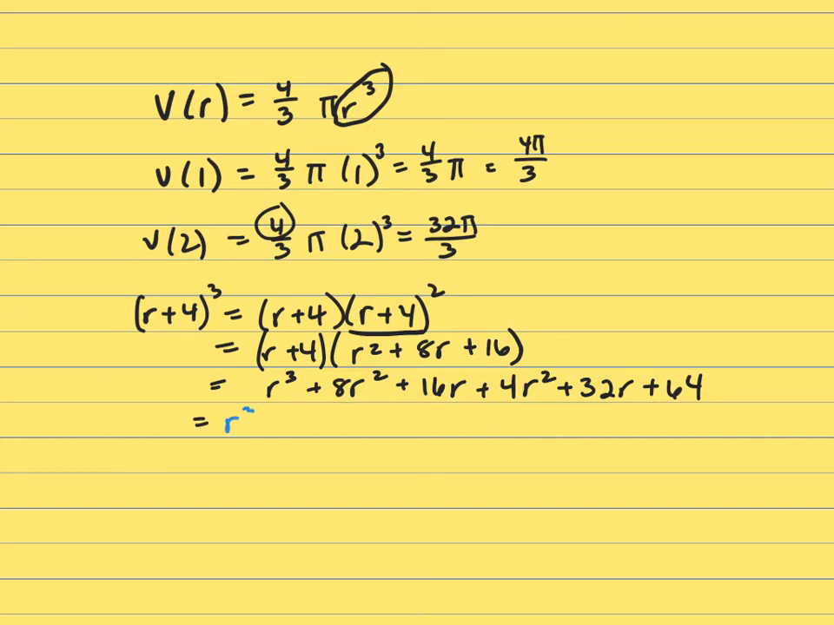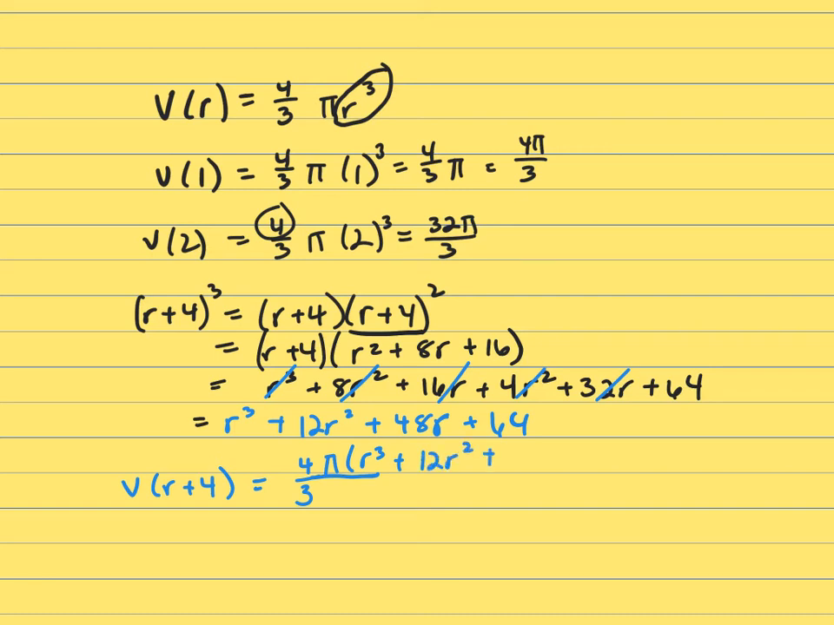So that's r cubed and 12r squared plus 48r plus 64. So if I'm finding v of r plus 4, that's 4/3 pi times r cubed plus 12r squared plus 48r plus 64.